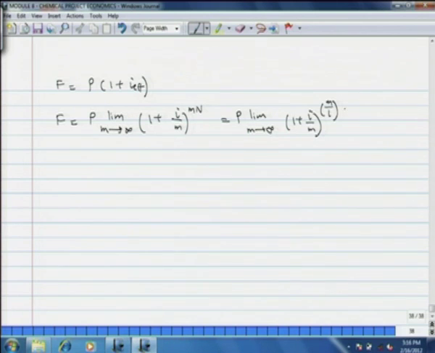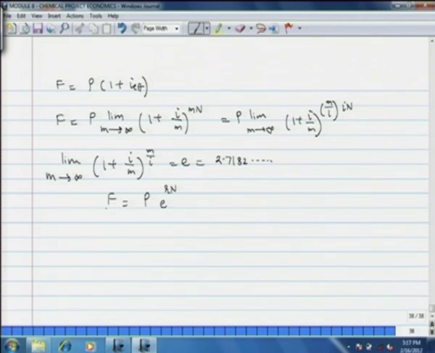and then we know that limit m tends to infinity (1 plus I by m) raised to m by I is e, exponential term, 2.7182 and so on and so forth. Therefore, in case of continuous compounding, the total amount F that accumulates over principal P is F is equal to P into e to the power I into n.